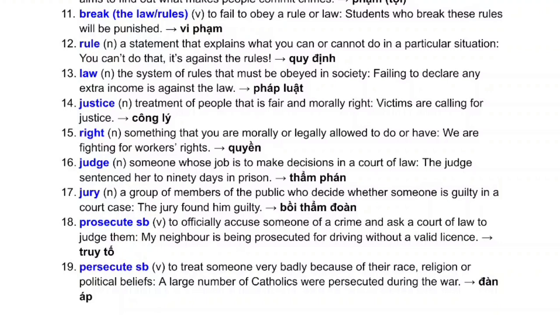16. Judge. Judge is someone whose job is to make decisions in a court of law. Example, the judge sentenced her to 90 days in prison.